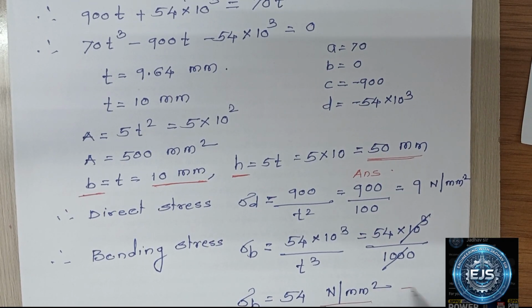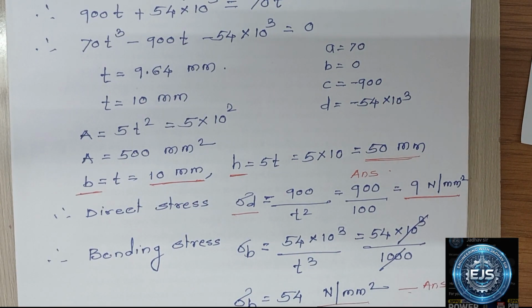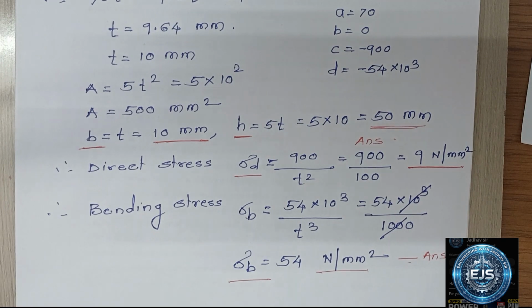And direct stress sigma d is equal to 9 Newton per mm square. In this way, we have completed this problem.